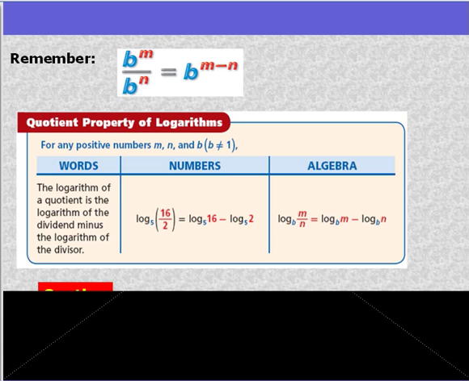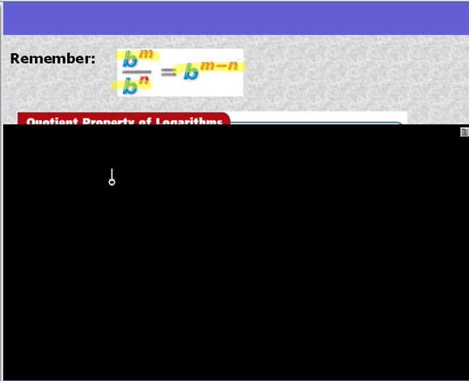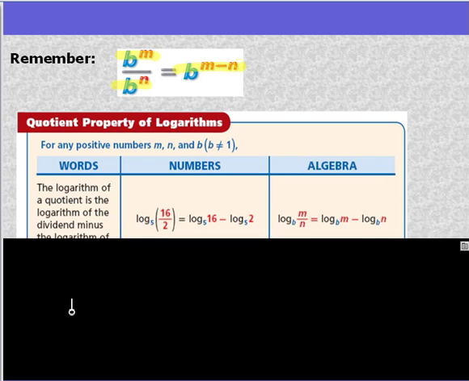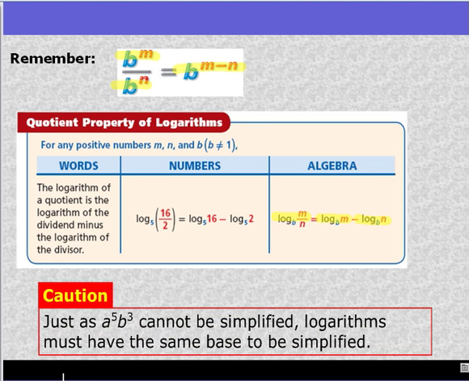All right, again, in terms of exponents, b to the m divided by b to the n is the same as b to the m minus n. We have a similar property for logarithms. So the log, of course, again to the same base, of m divided by n is equal to the log of m minus the log of n. And as I said, just as we can't combine these with different bases, we have to have the same base each time to simplify things. If they're different bases, these rules don't apply.